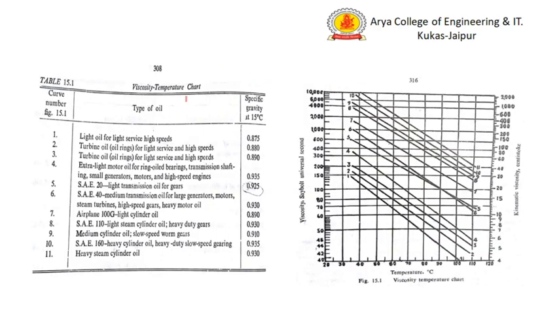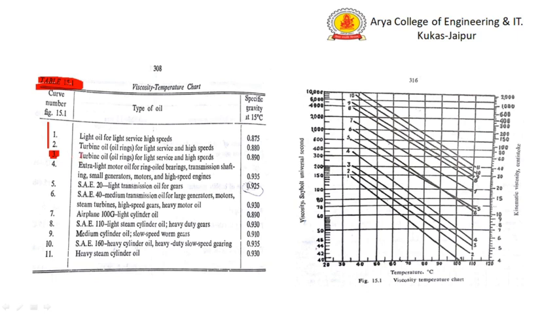In the previous lecture I discussed how we can select the lubricant and how we can find the value of absolute viscosity for the particular lubricant. So from table 15.11 we can select the lubricant for the bearing. Let me select lubricant number 3, which is turbine oil. For a centrifugal pump we can select oil number 2 and 3.